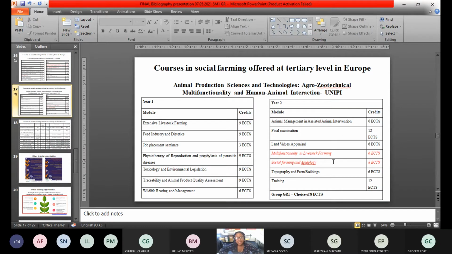And there's the animal production science and technologies program from the University of Pisa, with a curriculum that focuses on agriculture, on social farming, being agro-zootechnical, multifunctionality, and human-animal interactions. In the first year, there is no subject that focuses on social farming, but in the second year, we can find 2 courses, being multifunctionality in livestock farming and social farming, and apidology. And there are only these 3 subjects that focus on social farming in the whole duration of the 2-year course.